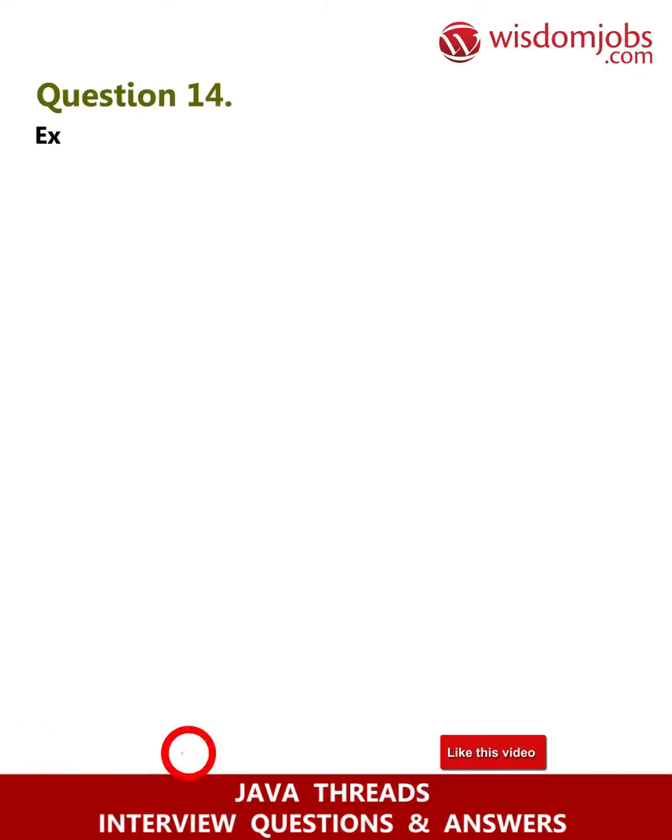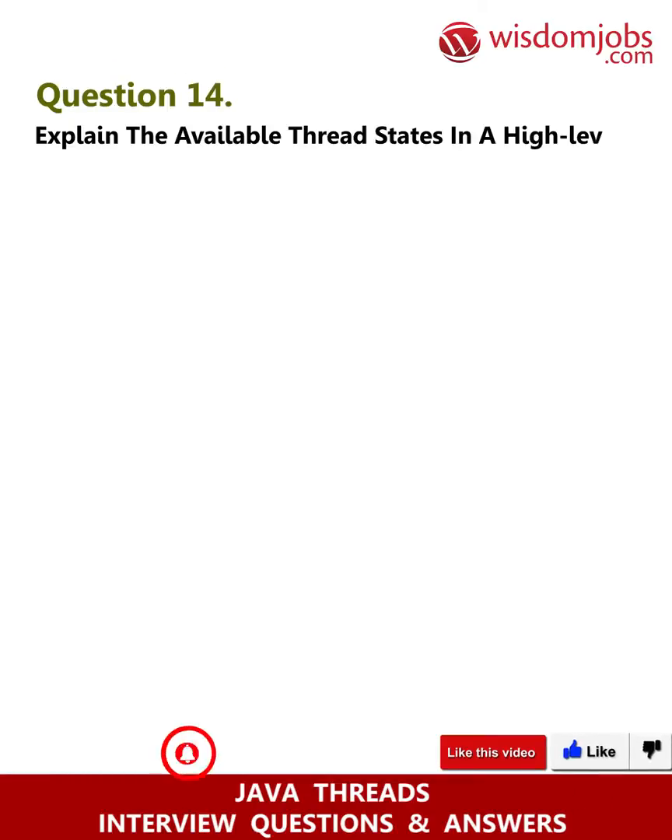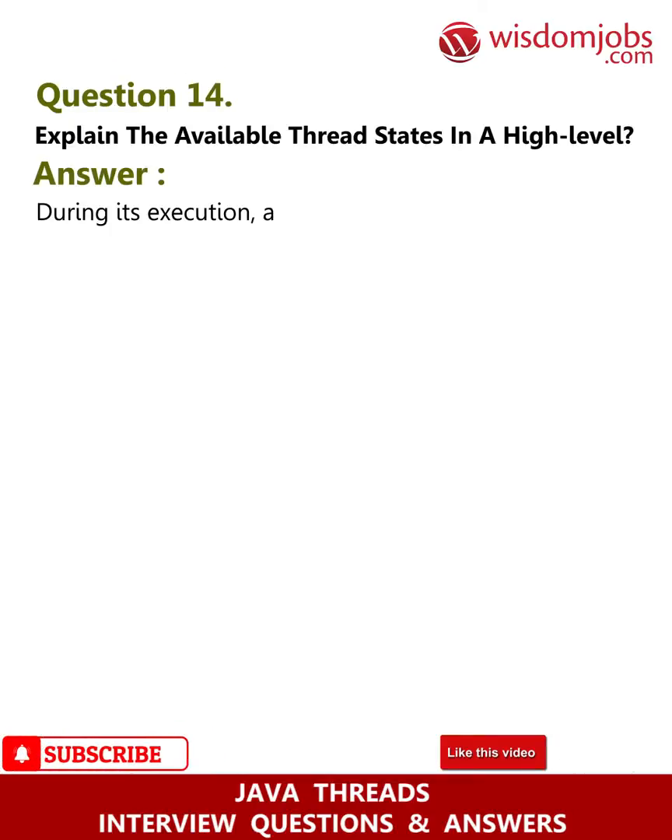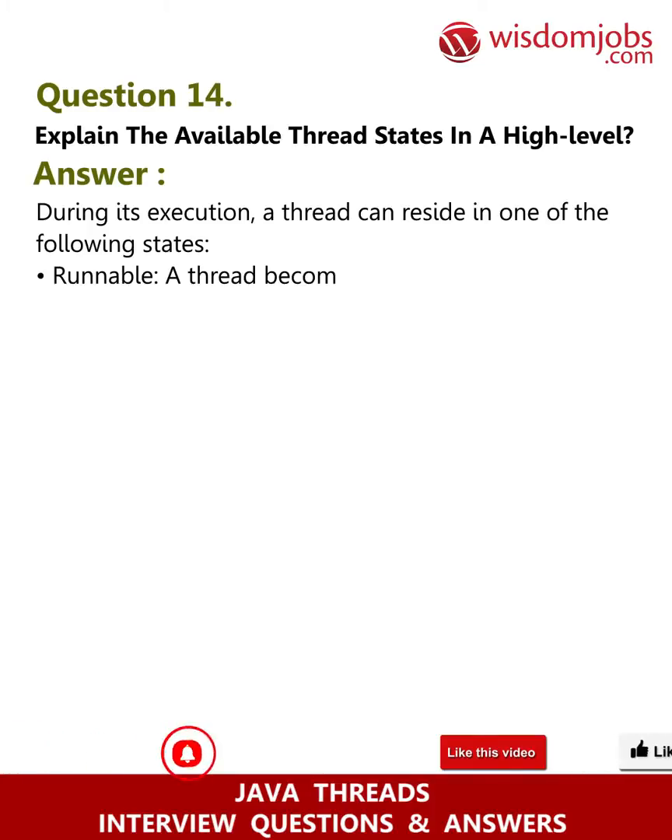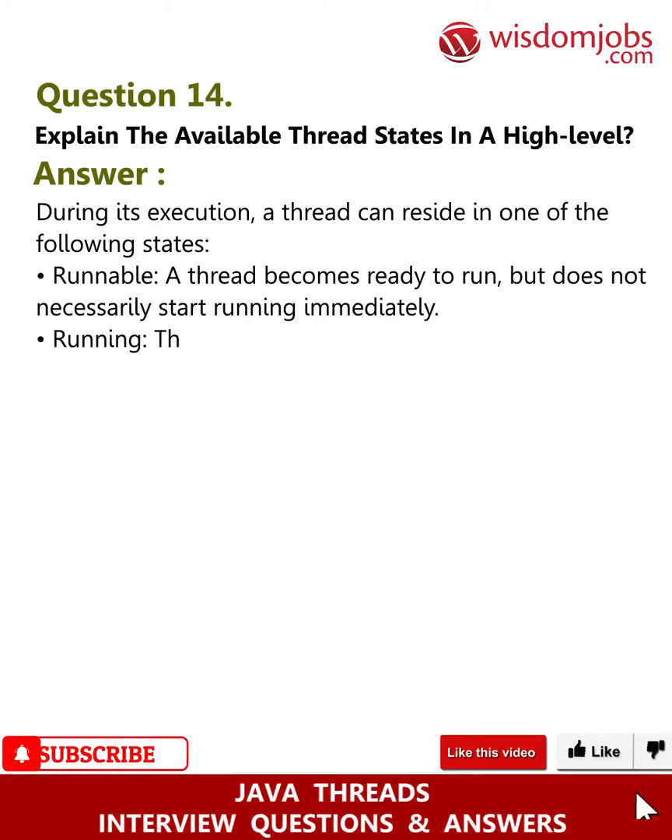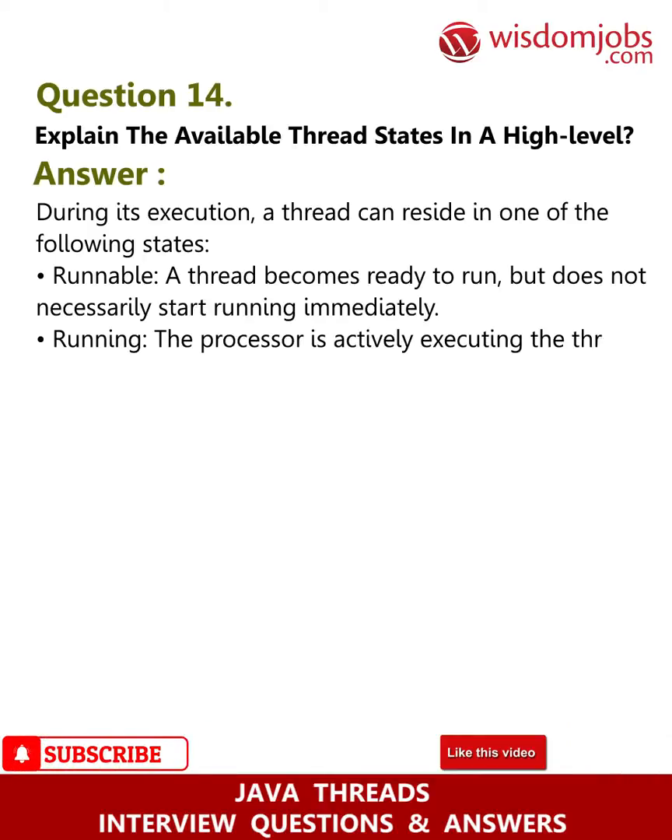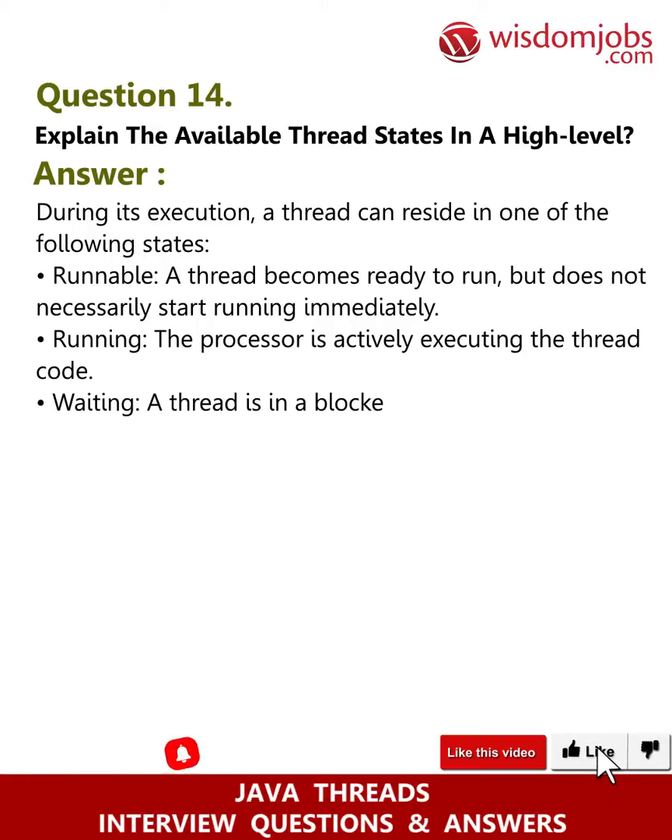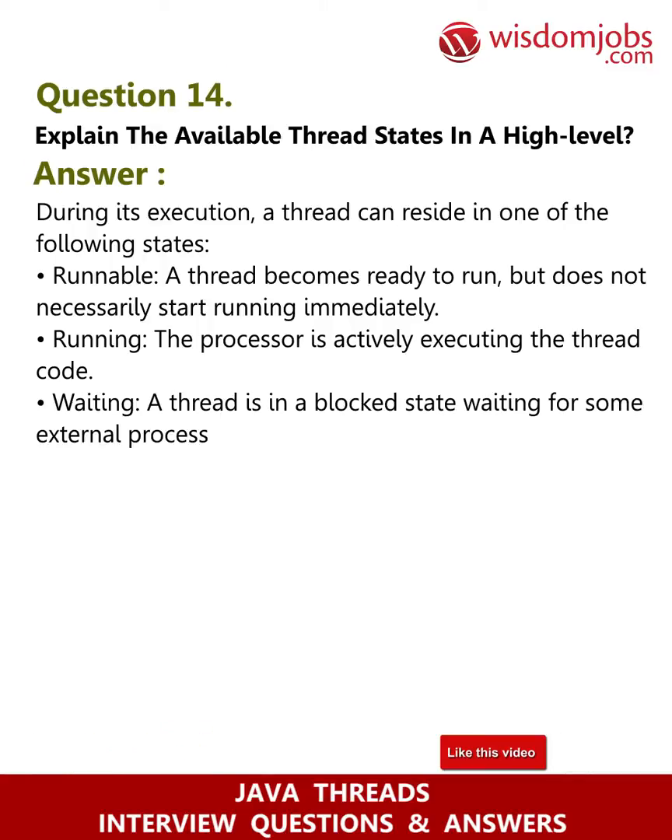Question 14. Explain the available thread states at a high level. Answer: during its execution, a thread can reside in one of the following states. Runnable: a thread becomes ready to run but does not necessarily start running immediately. Running: the processor is actively executing the thread code. Waiting: a thread is in a blocked state waiting for some external processing to finish.